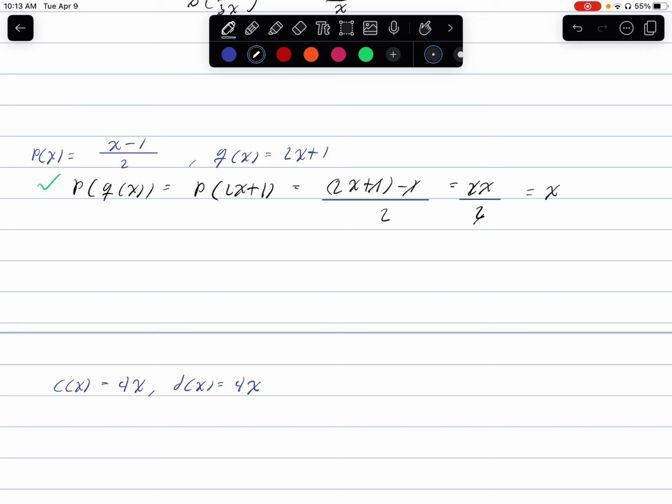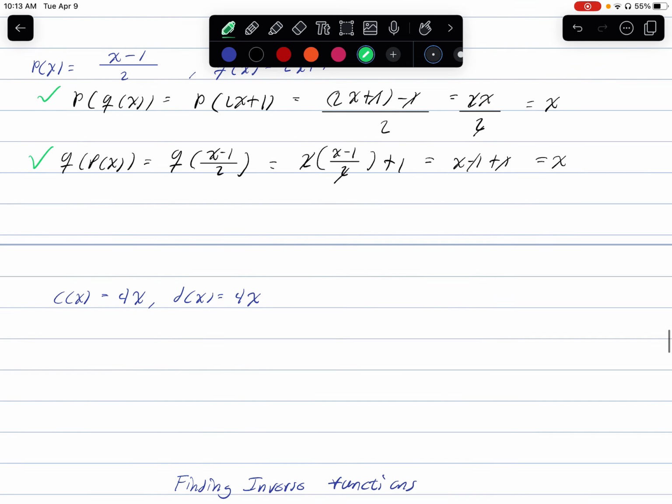Now let's check the other direction. So now we have q of p of x. That's going to give us q of x minus 1 over 2. Okay, so we'll have 2 times x minus 1 over 2 plus 1. So the 2's here will cancel, and we have x minus 1 plus 1. These will cancel. That gives us x. So this is also good. So that means, yes, once again, these are inverses.